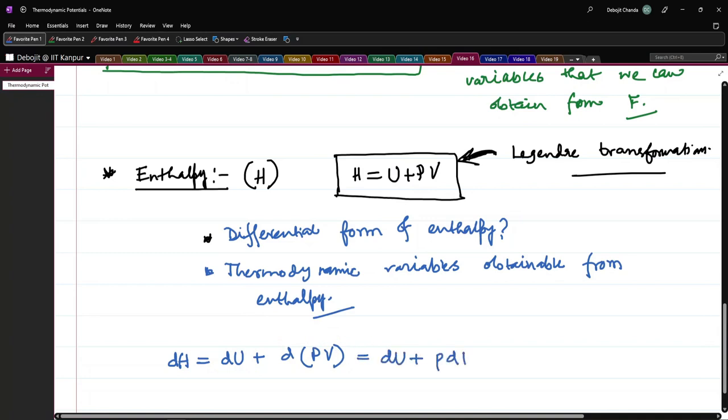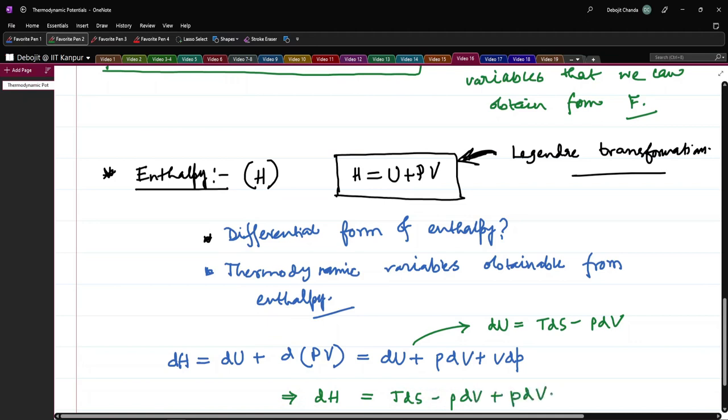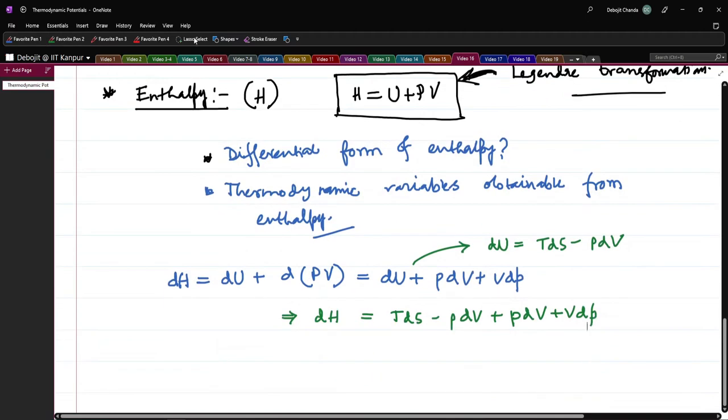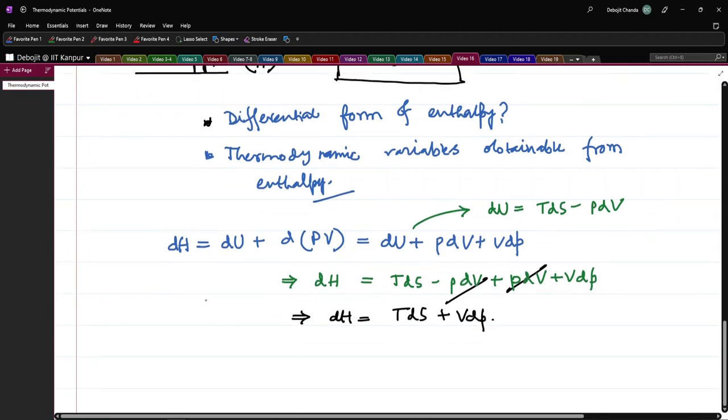This will be equal to dU plus PdV plus VdP, and again we can use the differential form of dU, which is dU equal to TdS minus PdV, and that will give us dH equal to TdS minus PdV plus PdV plus VdP. And like earlier cases, here one term will cancel out, the PdV will get cancelled out, and we'll obtain dH equal to TdS plus VdP. So let me write it clearly, dH equal to TdS plus VdP. Let us put a box around this equation also.